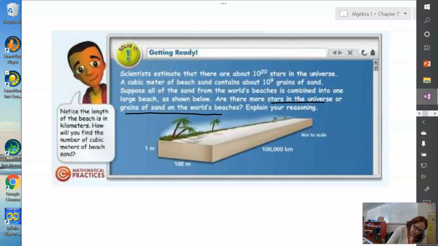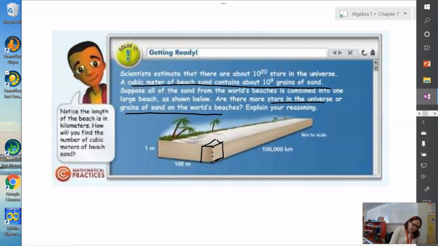So kind of imagine that we're dividing these beaches into little boxes like this. That's like 1 cubic meter. And we're going to have to figure out how many cubic meters there are, because every cubic meter has 10 to the 9 grains of sand.